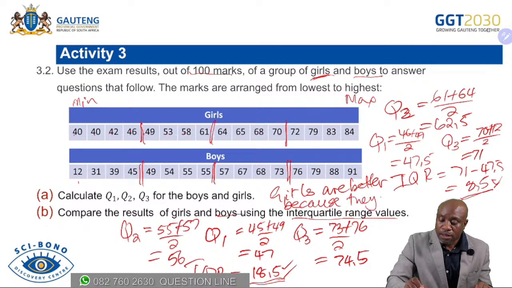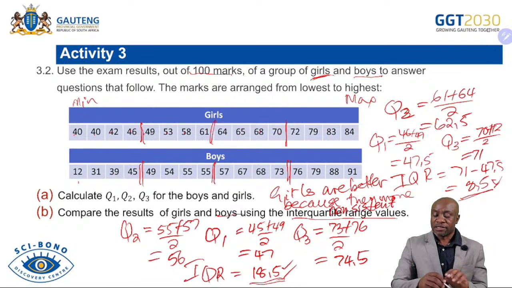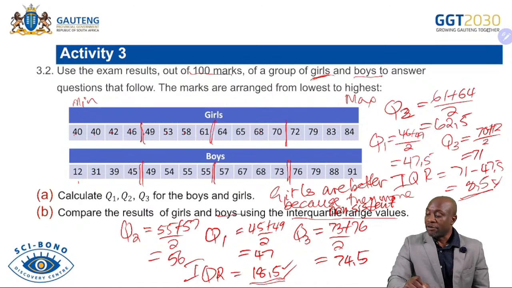They are more consistent. I have no space there, consistent, right? I'll explain this more when we meet next time. And that's how you will analyze using the interquartile range.